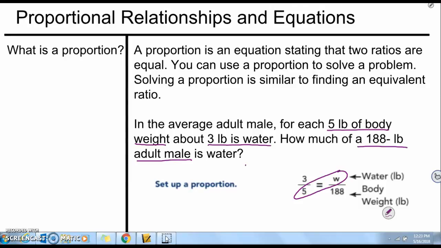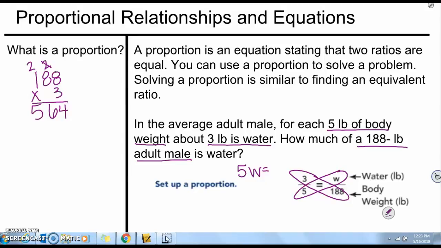5 times W is 5W. Next, we're going to multiply 188 times 3. 8 times 3 is 24. 24 plus 2 is 26. 1 times 3 is 3, plus 2 is 5. So 5 times W is 564. The opposite of multiplying by 5 is to divide by 5.